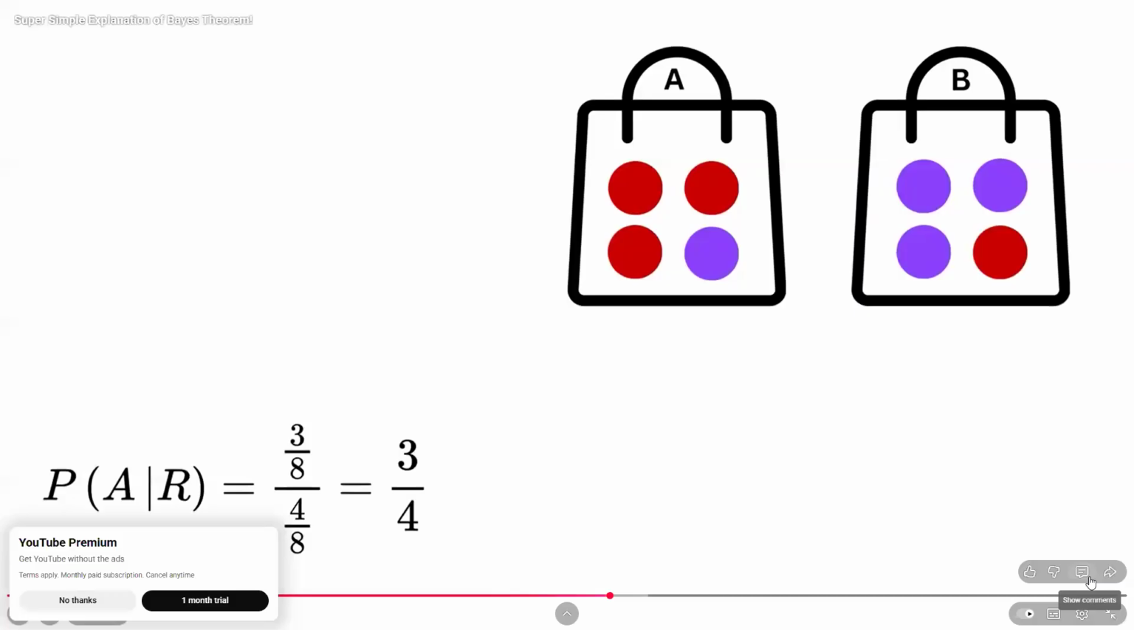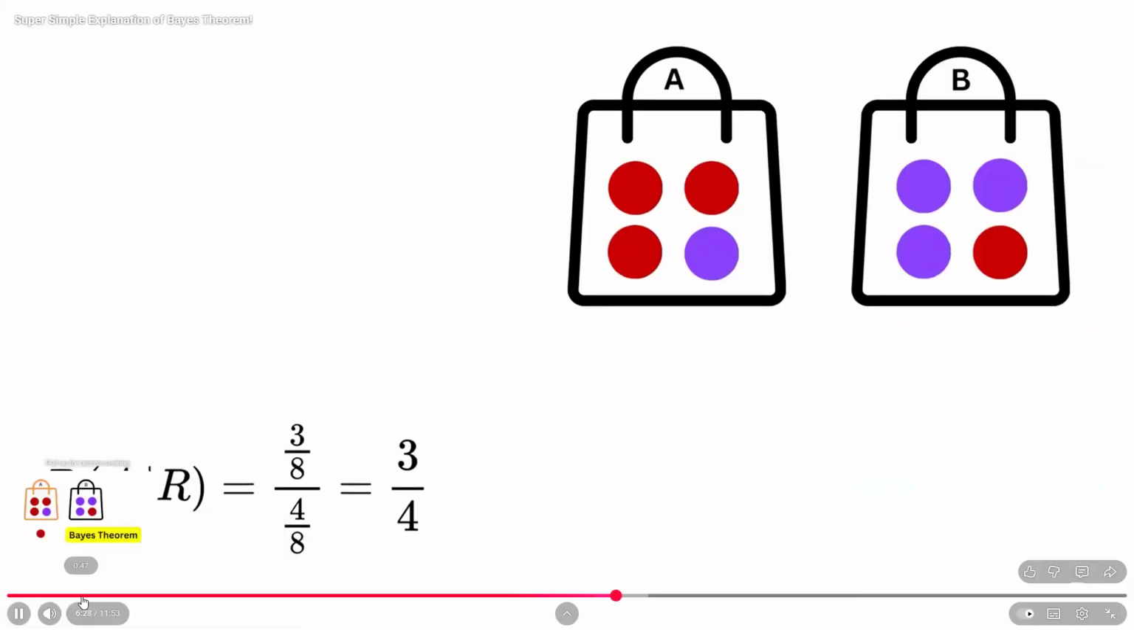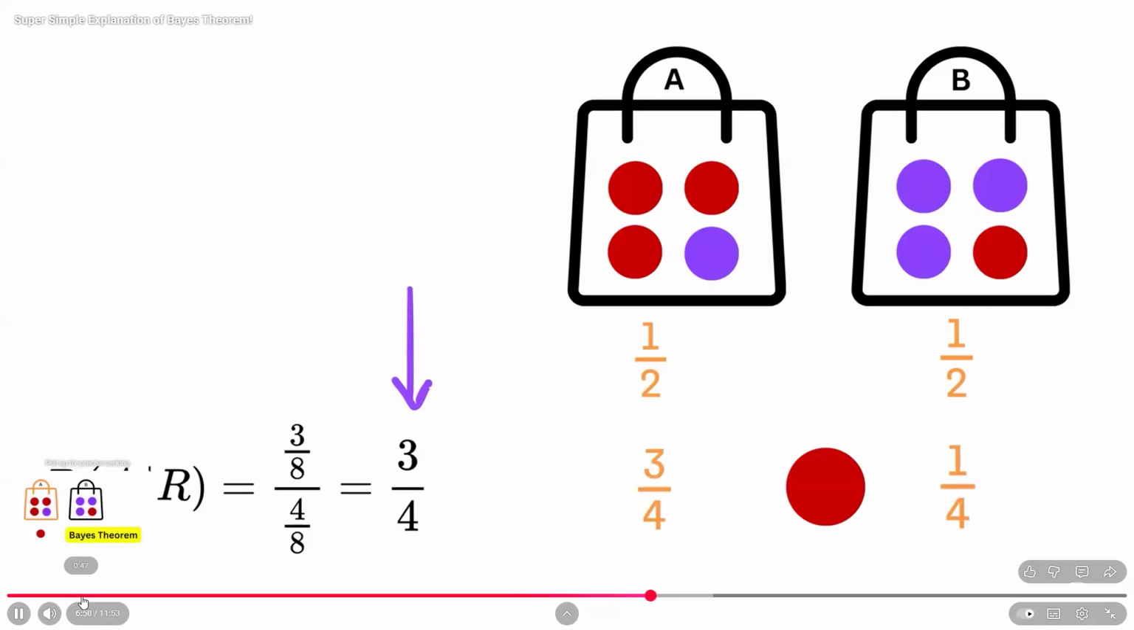So at the beginning, before we knew anything about the ball we picked, we had an equal 50% chance of having chosen either bag A or bag B. However, after observing that we picked a red ball, our belief about the source of the ball changed. We updated our probability. And now, based on the new information, we calculated that the probability of the red ball coming from bag A increased to 3 divided by 4, or 75%.